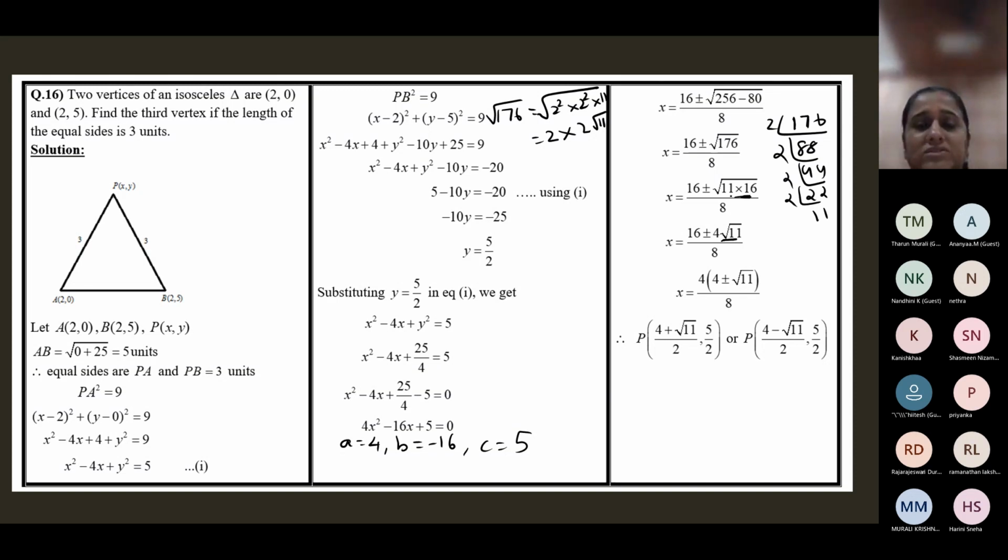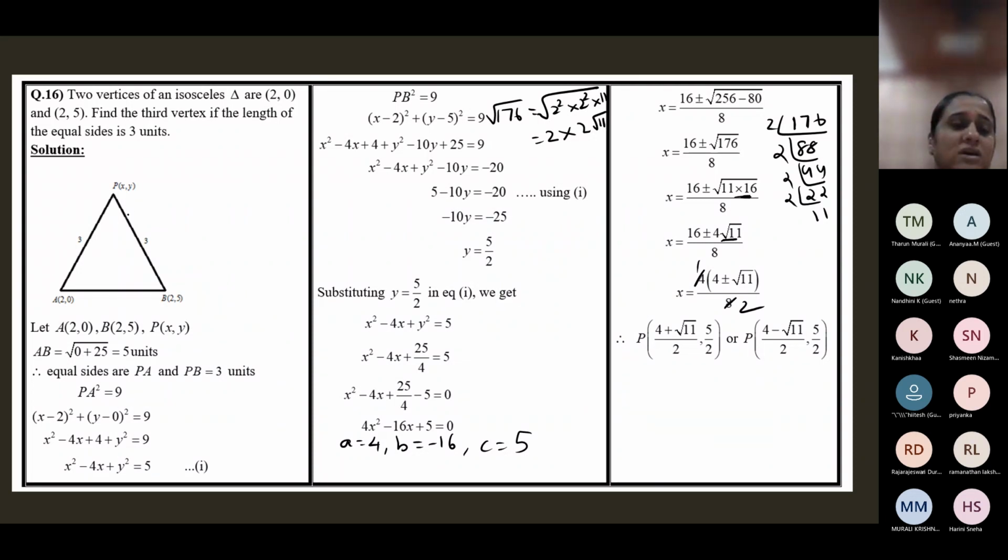So 16 11s are 176. 16 is a perfect square, so that comes out as 4. 4 root 11 by 8. Next, what should you do? Take out common. 4 is common in the numerator. So 4 4s are 16, by 8. Now 4 1s are 4, 4 2s are 8. So 4 plus or minus root 11 by 2. That means the two values are 4 plus root 11 by 2 and 4 minus root 11 by 2. We get two values for x.